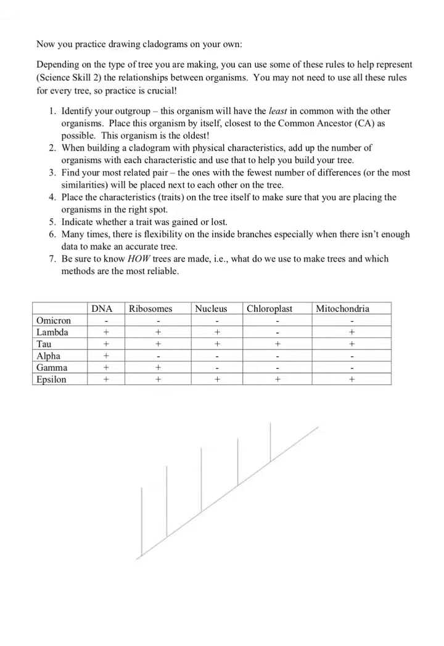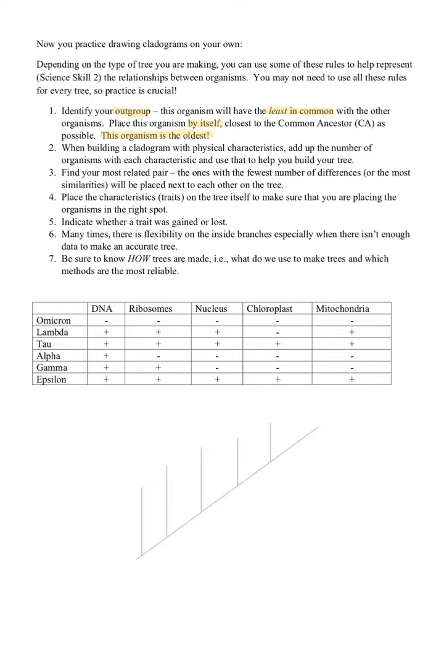Now, this is a practice example, so it would probably suit you to pause in between each step before I give you the answer. That way you can test yourself out and see how you're doing on your own. So the first step is to identify your outgroup. This is the organism that has the least in common with all the other organisms. This one is going to go by itself on the branch that's connected closest to the common ancestor as possible. This organism we consider the oldest.